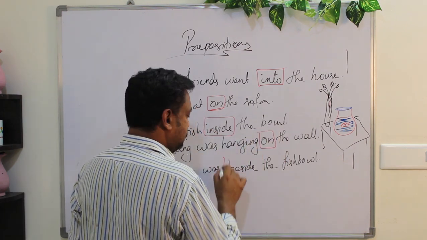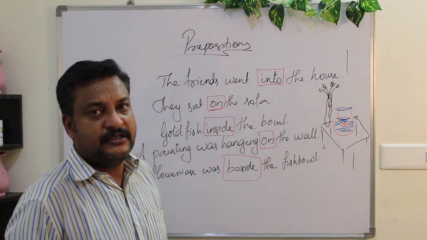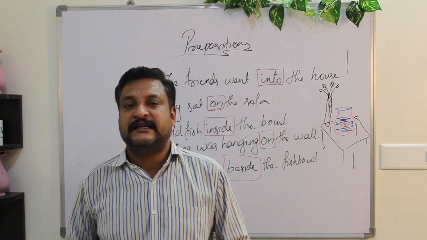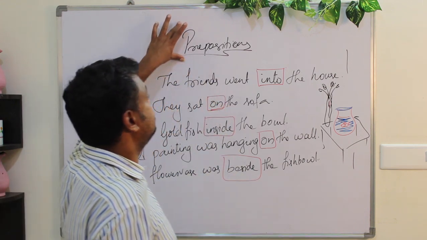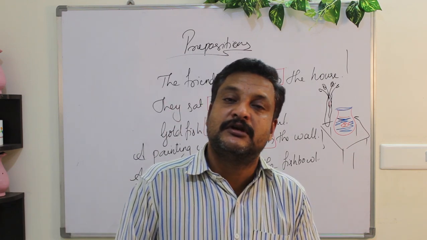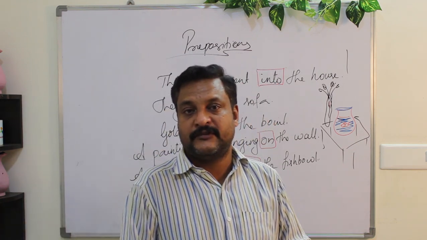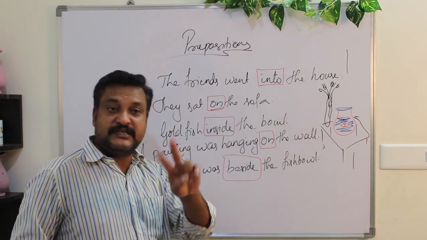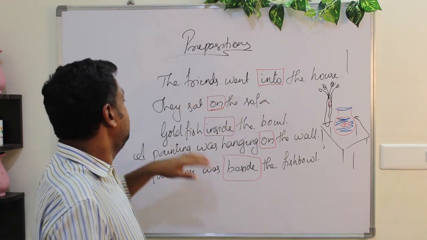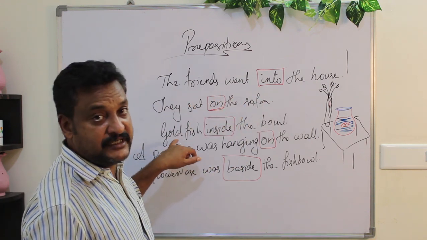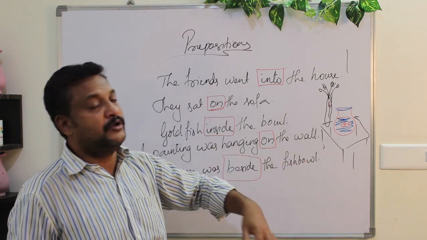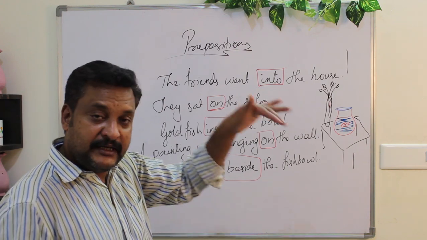Okay, on the wall, beside. Right? So these kinds of words that show the position of things in a sentence are called prepositions. Prepositions are words which show positions in relation to other things. There will be two things in that, and this word will be showing the relation between them. For example, the goldfish. Where is the goldfish? Inside the bowl, not outside the bowl or near the bowl or beside the bowl. That was inside the bowl.